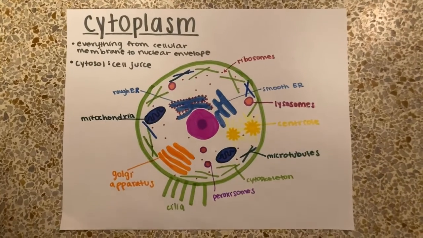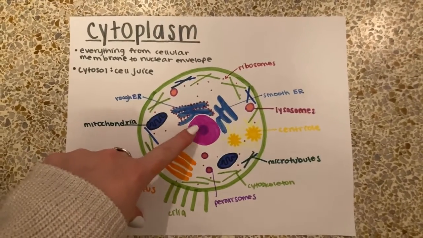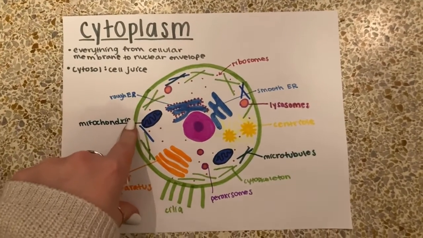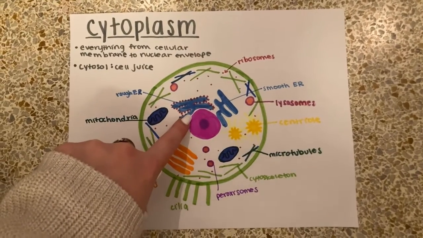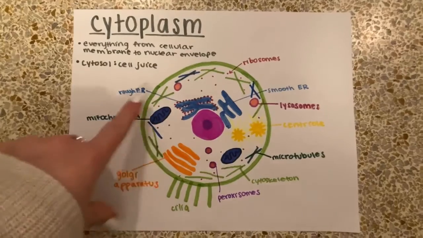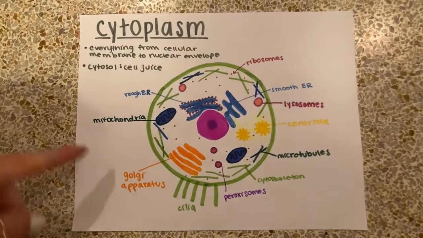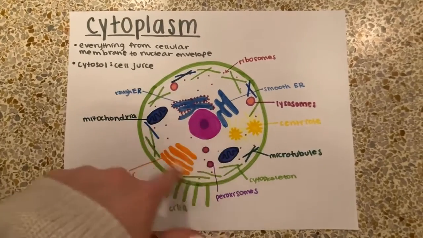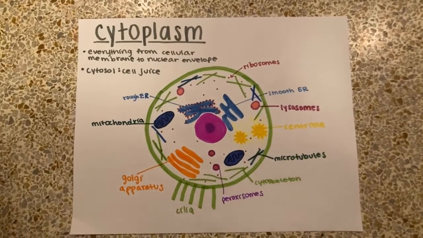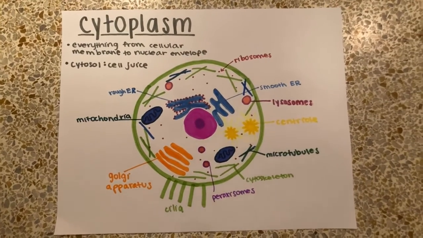So cytoplasm is a huge part of the cell. It's basically everything from the outside to the inside. So anything from the cellular membrane, which is the edge of the cell, to the nuclear envelope, which is the outside of the nucleus. Everything in between there is the cytoplasm. In the cytoplasm, you can find cytosol, which is the juice of the cell, and it holds all of these organelles in place, and it also provides a liquid environment for chemical reactions to take place inside the cell.